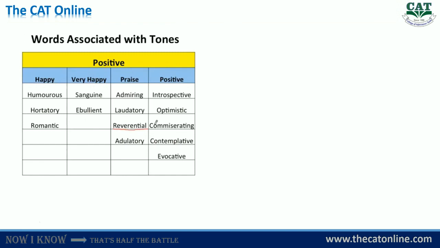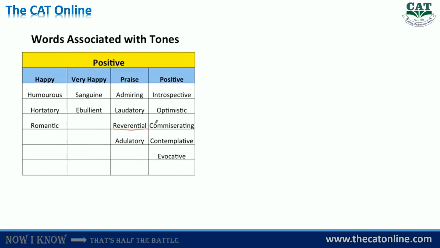So this becomes an admiring tone. If you're being reverential, that does not mean that you're admiring that person. You're being respectful. You're showing respect towards that person, right? And if you're admiring, likewise, it might not be the case that you're equally being reverential, right?